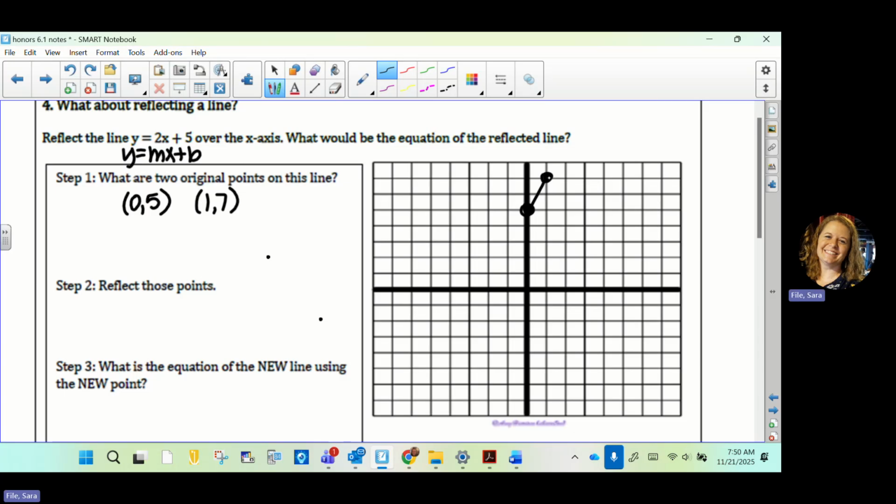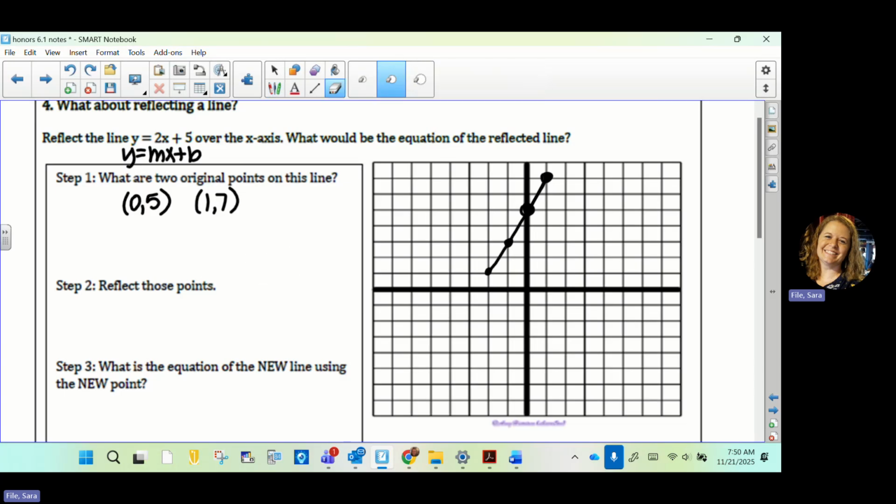You can see that it's got a slope of 2. So if you want to plot more, you could extend this line. You could have used any of these. It doesn't matter. Just pick 2 points that are on that line.